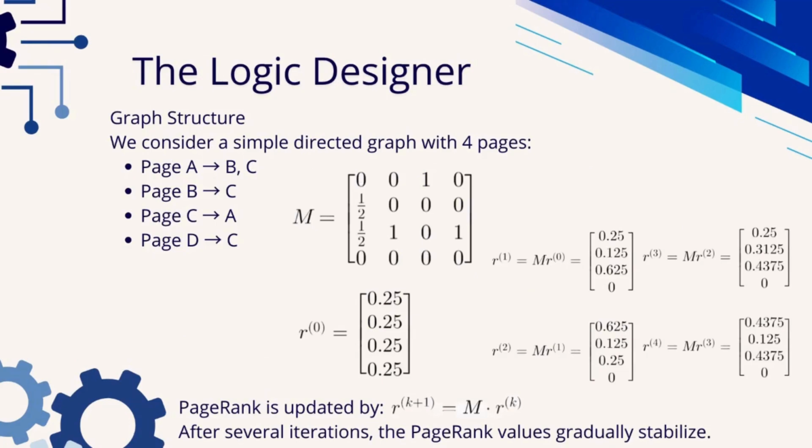To make the process more concrete, let's look at a simple example with 4 pages. Based on the link structure shown here, we can construct a transition matrix where each column represents how the page distributes its importance to other pages. We start with an initial score vector where all values are equal. Then we repeatedly multiply the vector by the matrix to obtain new rankings. As shown in the iterations on this slide, the PageRank values change step by step and gradually approach a stable distribution.